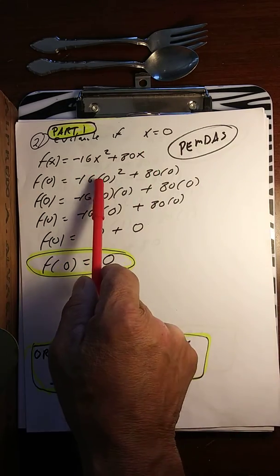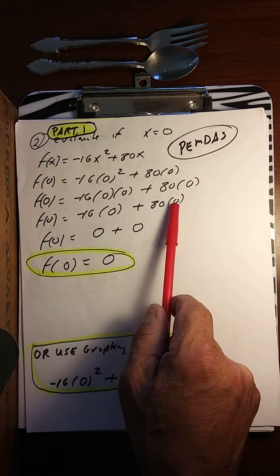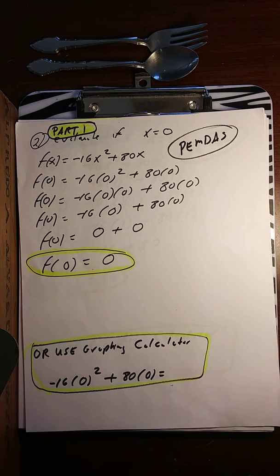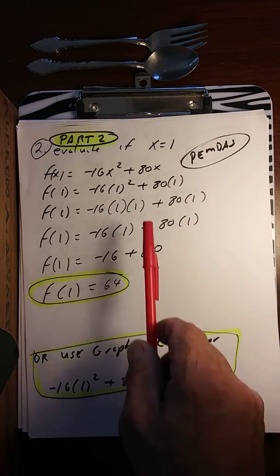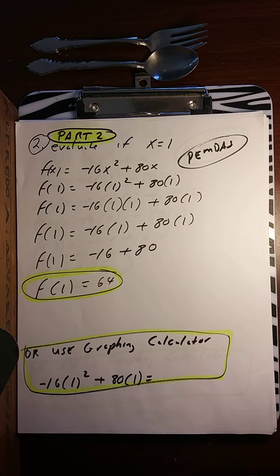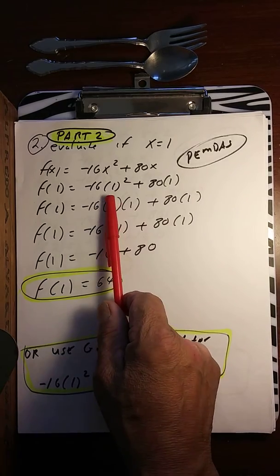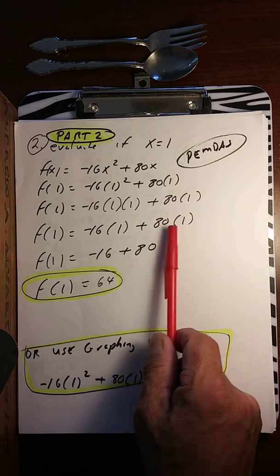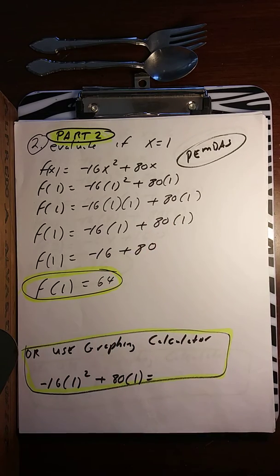Evaluate if x equals 0. Put a 0 there for the x's. 0 times 0 is 0, and 0 times that, so you can bring it down. That turns out 0, 0, 0 plus 0 is 0, or you can use a graphing calculator. Evaluate if x equals 1. So where the x's are, you're going to put a 1. 1 times 1 is 1, and 1 times that is -16 and 80. 80 minus 16 is 64, or use the graphing calculator if you want.